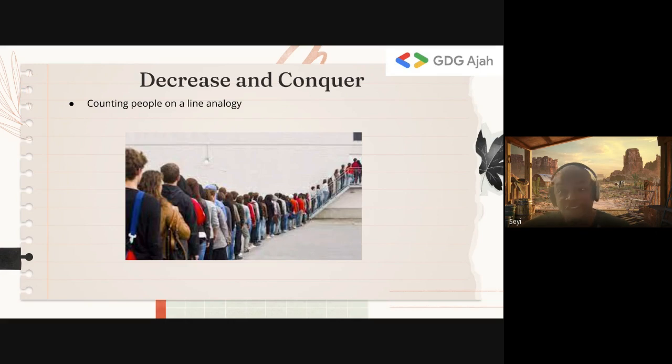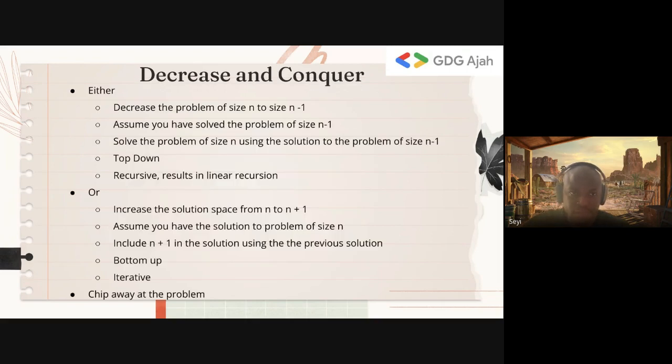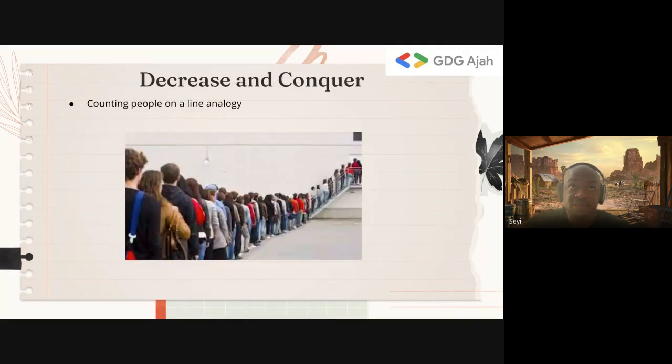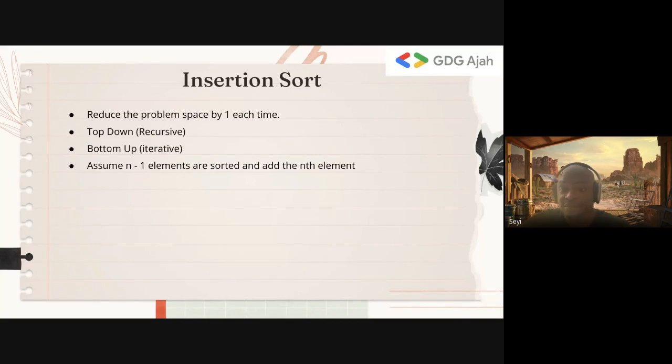You chip at the problem. You have a big problem. You can't solve it. You begin to chip at the problem little by little till you can solve it. Okay. So essentially, that is what it is. So how can we do this now?